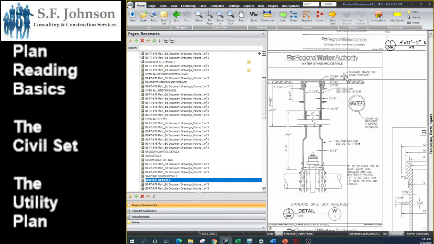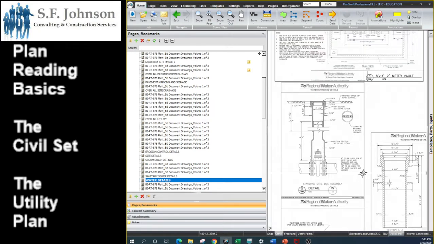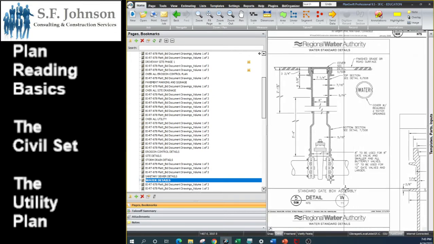Standard gate box assembly. So what do we have to do in terms of the utility plan? Well, we got to count how many this is, and this configuration will show us the dimensions of it. And a good cost book is going to give you a good price for this. If I'm the excavator, I'm going to look at this on my excavation plan, or however they call it. They always call it something different for every set, but basically the excavation plan, because I have to account for excavating the dirt to fit it and then to backfill it.